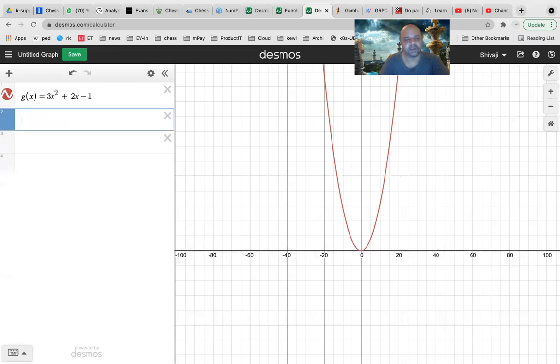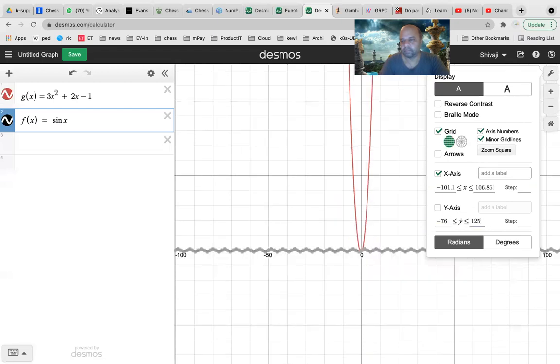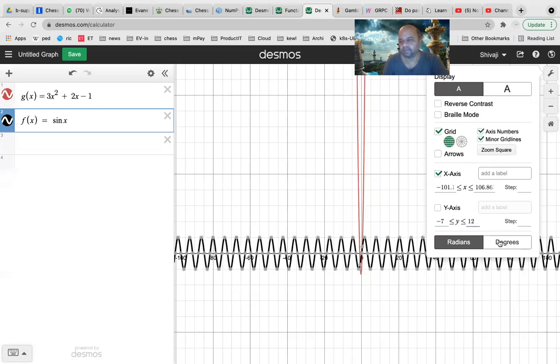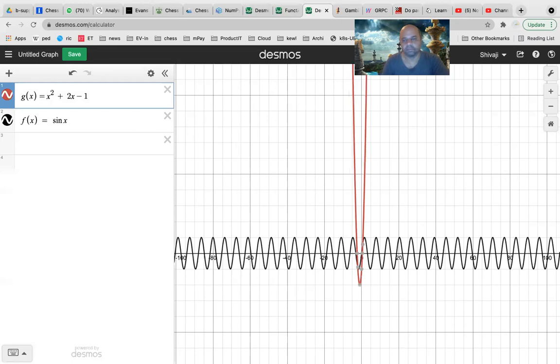Why is f of x not getting plotted? So this is g of x. Okay, f of x is equal to sine of x. Oh, it is very small. Okay. Yeah, now you can see it. It was just too small. Yeah, something like this.